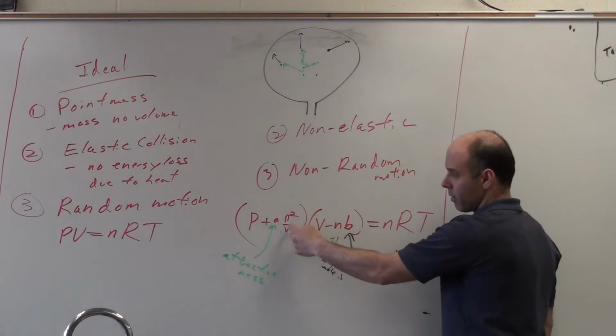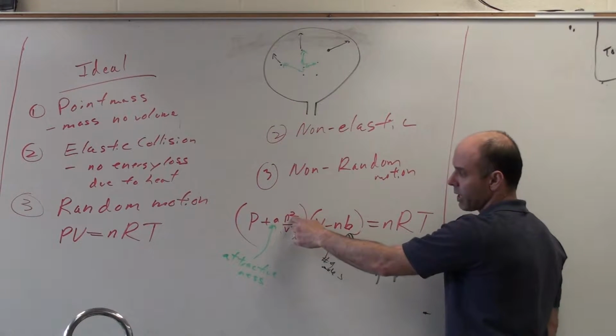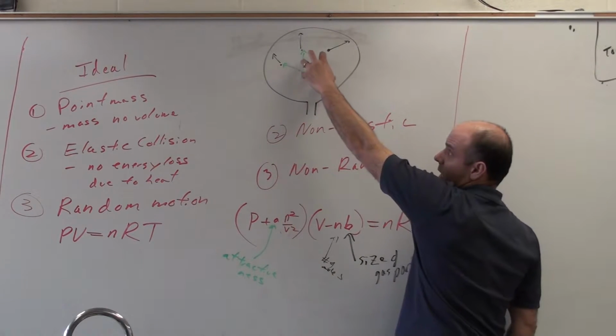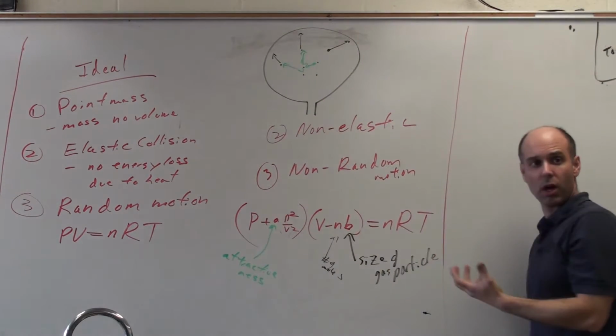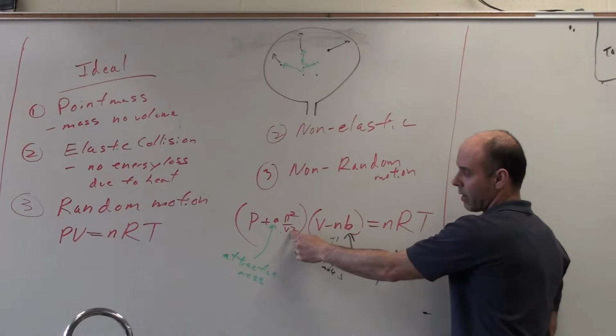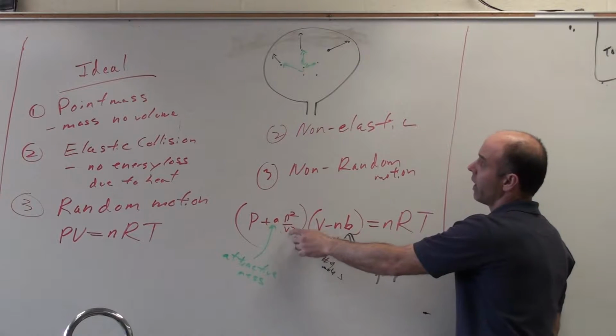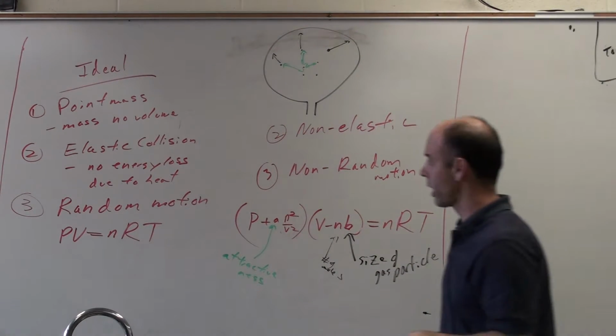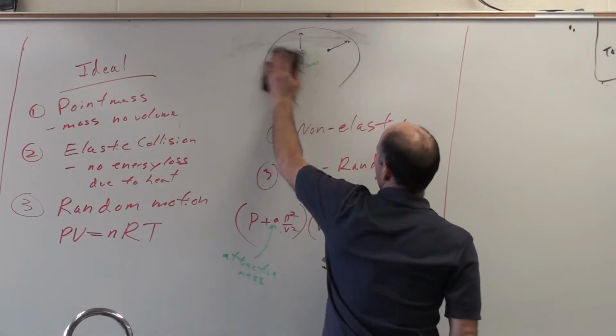N is the moles, V is the volume. So if you have lots of moles in a small volume, you can have a very dense concentration of gas, so there's going to be a greater attraction. If you have very few moles and a very big volume, well then the gas particles aren't going to be very close to one another, and therefore the attraction will be smaller.